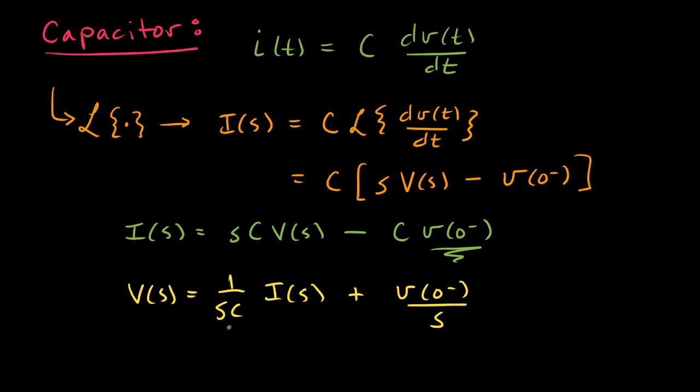Now it turns out this 1/(sC), if we replace s with jω, is 1/(jωC), so that is our impedance Z_C that we've worked with many, many times.